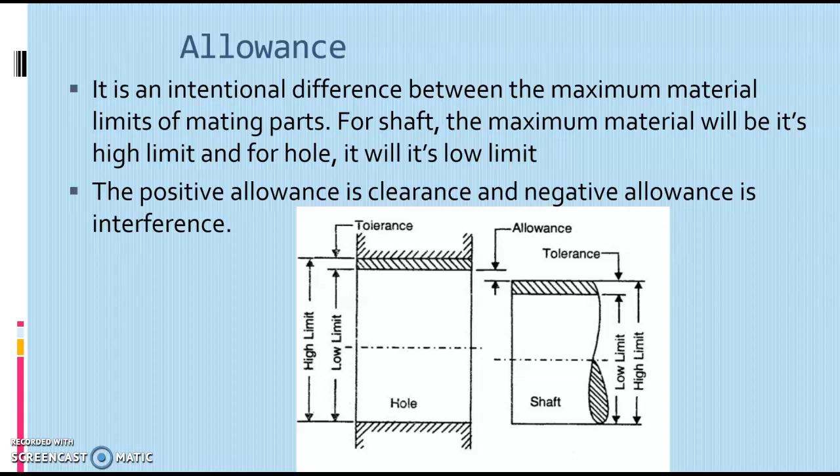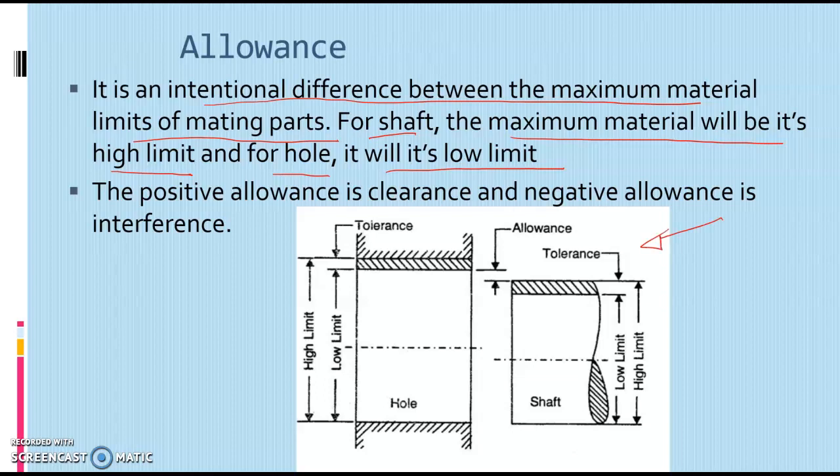Allowance is defined as an intentional difference between the maximum material limits of mating parts, that means the hole and shaft. For a shaft, the maximum material limit will be its high limit, and for a hole it will be its low limit. Let us consider an example of a clearance fit as shown in this picture.